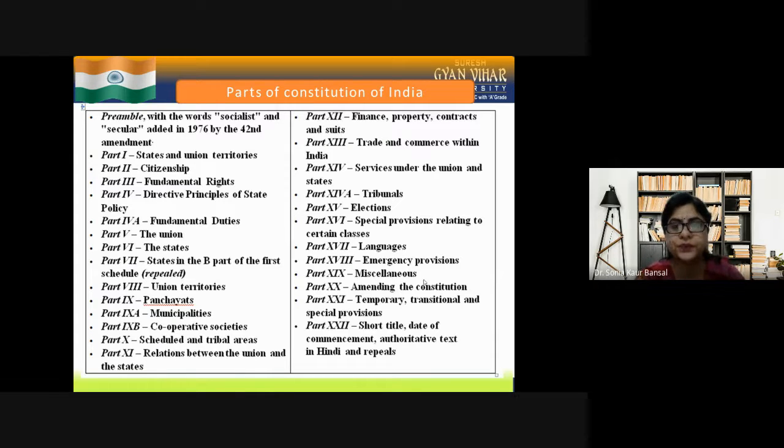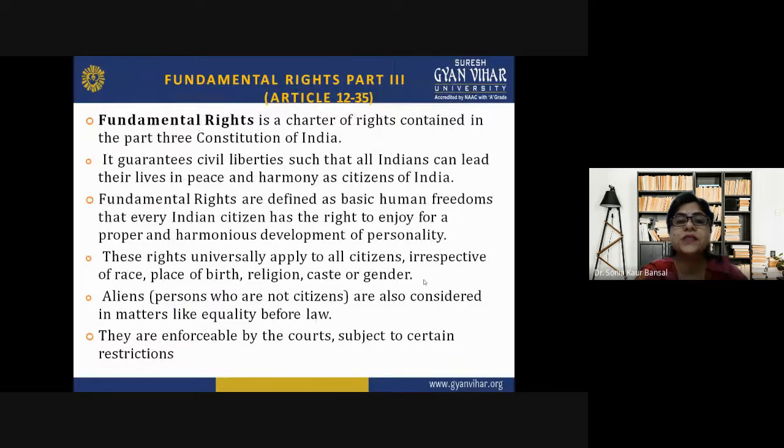Now we are going to discuss Articles 12 to 35, which are about fundamental rights in Part 3. Let's study it in detail. Students, fundamental rights are a charter of rights contained in Part 3 of the Constitution of India. Fundamental rights are something every human being has, and they guarantee civil liberty so that all Indians can lead their lives in peace and harmony as citizens of India.